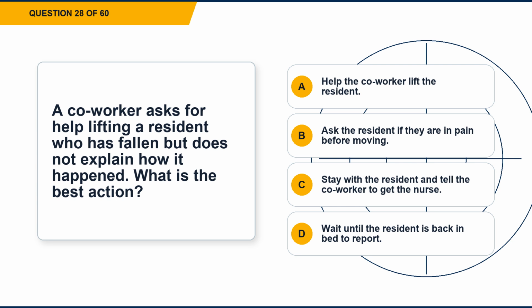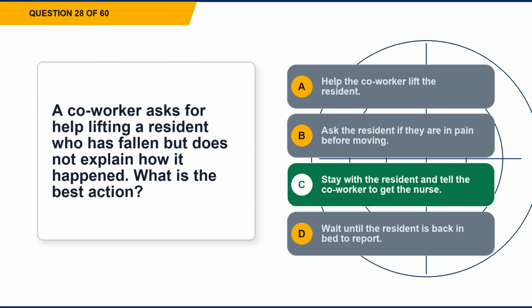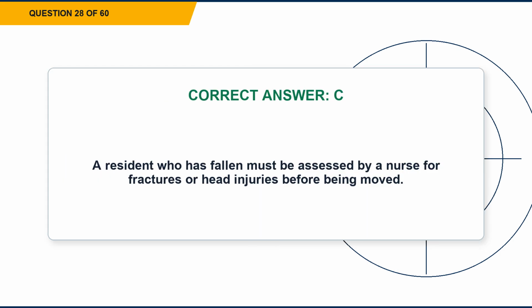Question 28. A coworker asks for help lifting a resident who has fallen but does not explain how it happened. What is the best action? Option A, help the coworker lift the resident. Option B, ask the resident if they are in pain before moving. Option C, stay with the resident and tell the coworker to get the nurse. Option D, wait until the resident is back in bed to report. The correct answer is option C, stay with the resident and tell the coworker to get the nurse. Explanation. A resident who has fallen must be assessed by a nurse for fractures or head injuries before being moved.